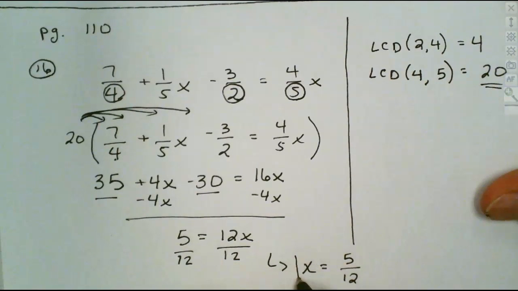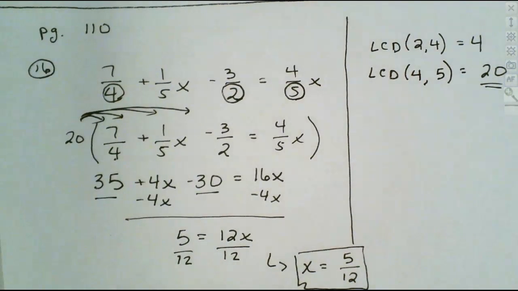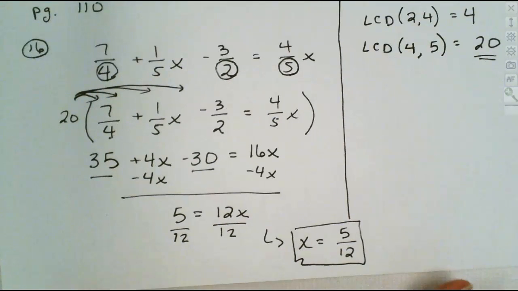5/12. And what type of equation is this now? Is it conditional, contradiction, or an identity? Can someone tell me? This would be conditional, right? Why is it conditional? Because we have an answer. So this is conditional here.